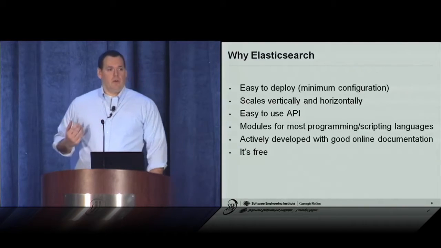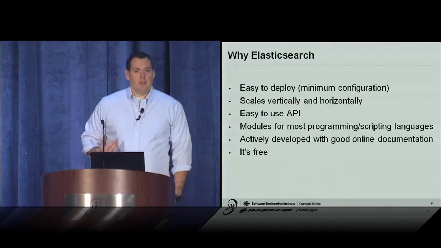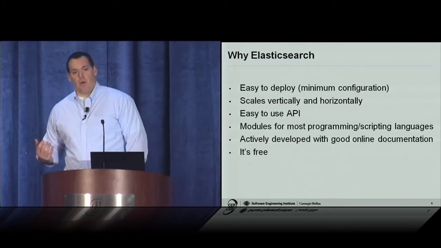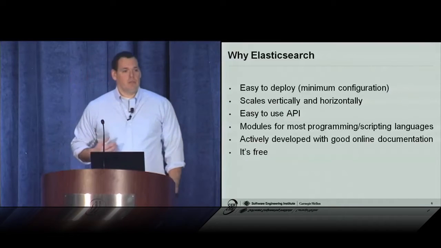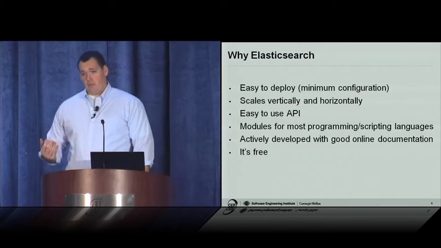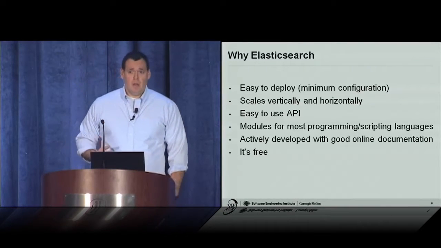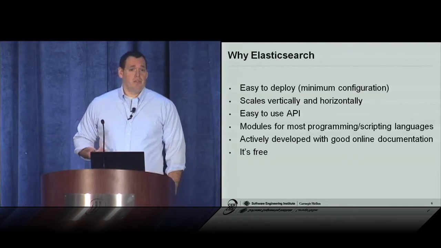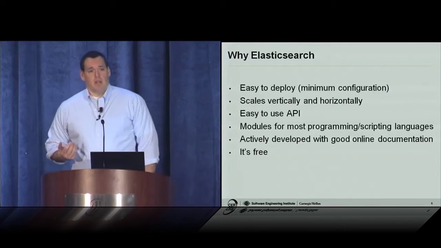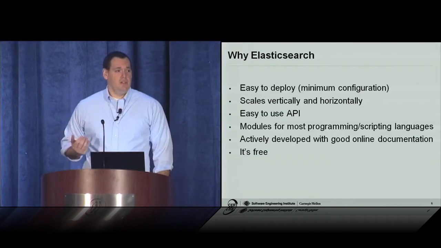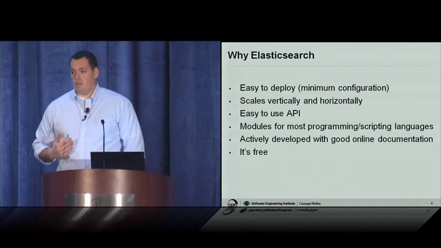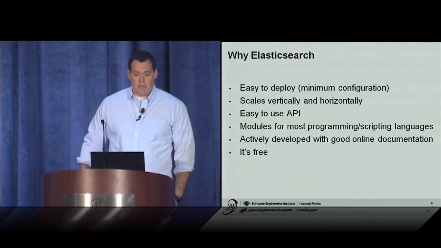Also, it scales vertically and horizontally, so we can add bigger nodes and it's going to get better performance, or we can add more nodes and we're going to get better performance. It also has an easy-to-use API, so it's RESTful, so you can interface with it using something like curl. That's pretty basic, though starting out, a lot of people just use curl. But pretty much every programming language out there has some kind of library for Elasticsearch, and it makes it very easy to interact with the database, add things, query, do facet searches, all those wonderful things.